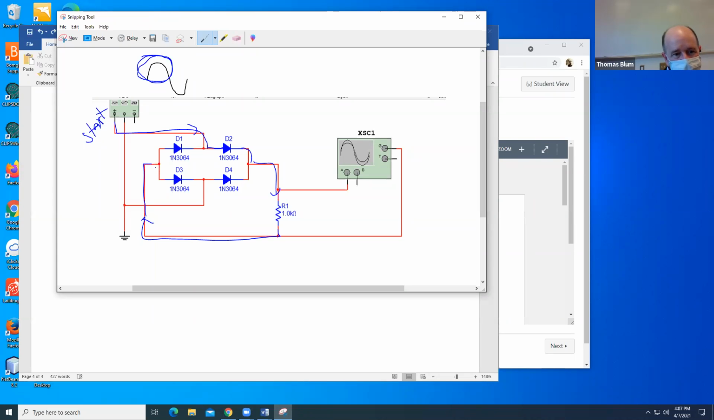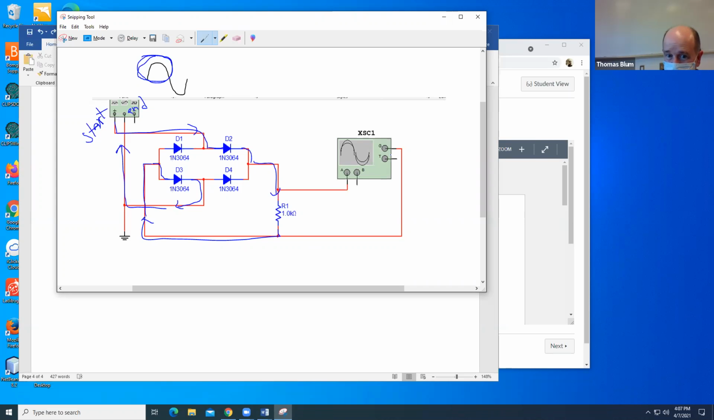This is a junction. Now, these diodes are both pointing in this direction, so I could go to either. But this would take me back to where I started, and that's not what I want. I want to go home. I want to get back to the other side. And so I take D3 and then go up. Okay. So I started here, ended here, and that's the positive part of the cycle.